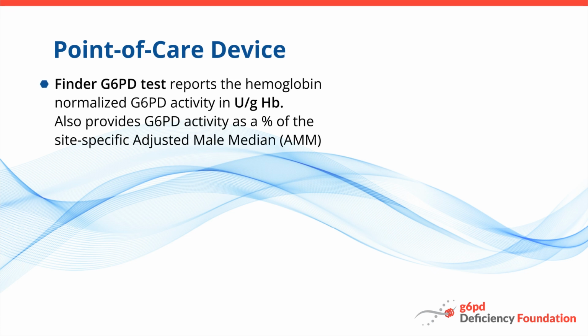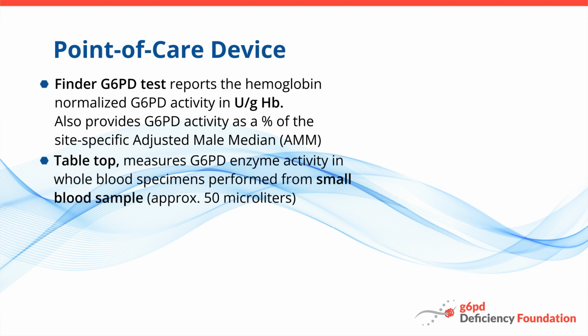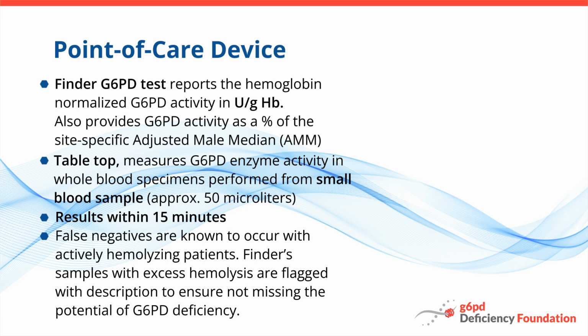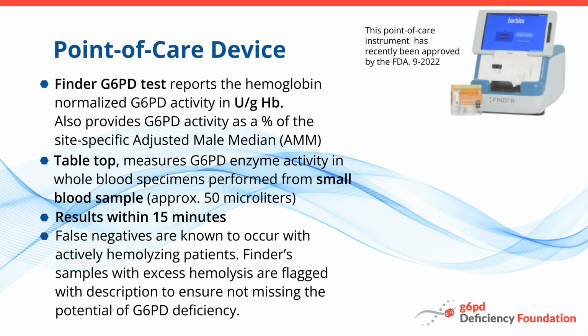A point-of-care test that provides G6PD activity in units per gram of hemoglobin is now available. Using a very small amount of whole blood, G6PD enzymatic activity level of the neonate can be learned in 15 minutes. Like many of the other tests mentioned, G6PD levels may appear falsely elevated during or right after a severe hemolytic crisis because of higher G6PD levels in the new red blood cells. However, with this device, samples with excessive hemolysis are flagged. The flag and its descriptions are readily displayed below the results.